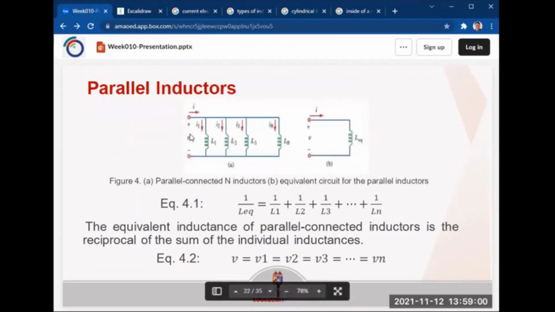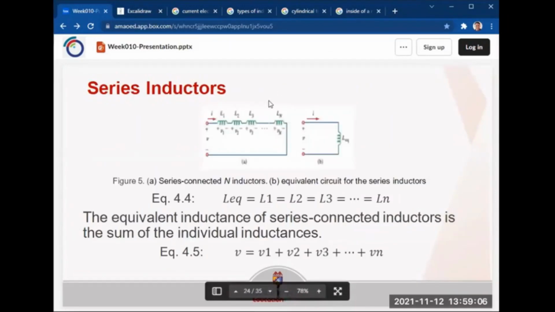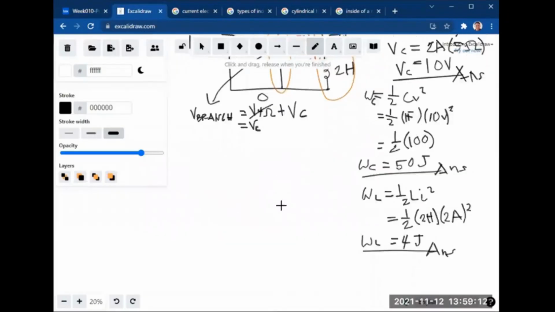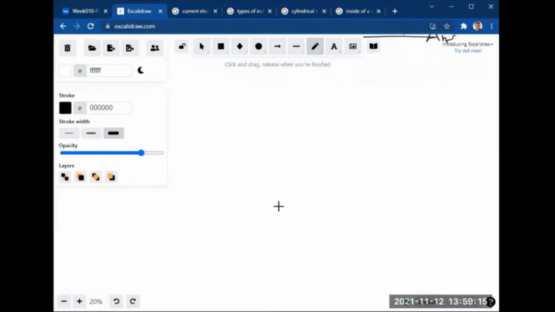Anyway, let's proceed. So we have parallel and series inductors. Okay, so this one is not really that hard to memorize because it is the same as the resistor. So I'll just make a summary here for resistor, capacitor, and inductor for you. Okay. So parallel, series.